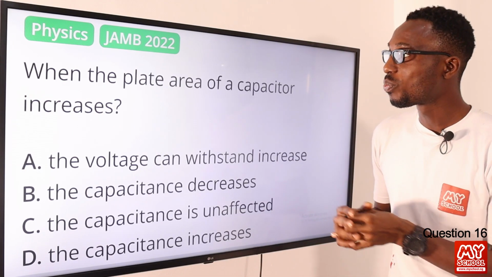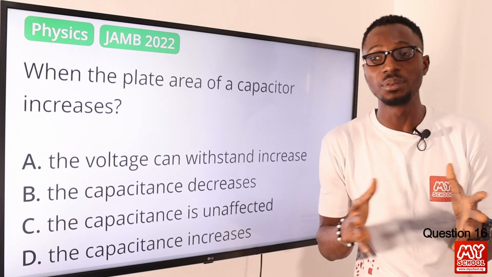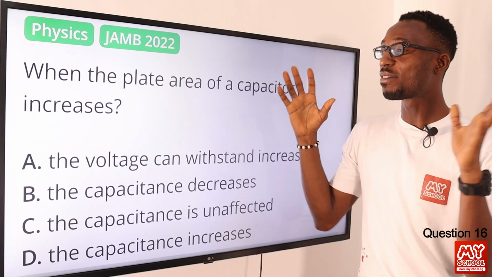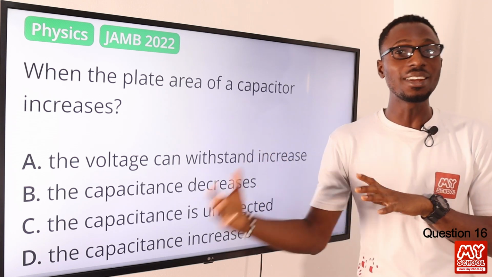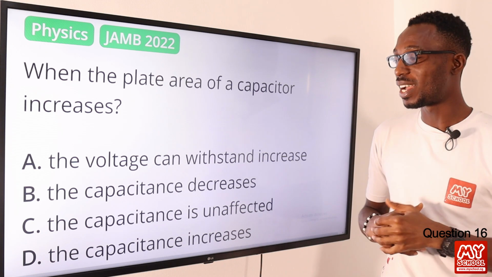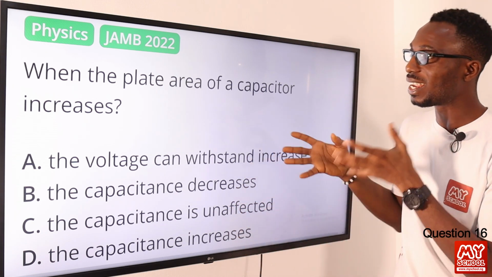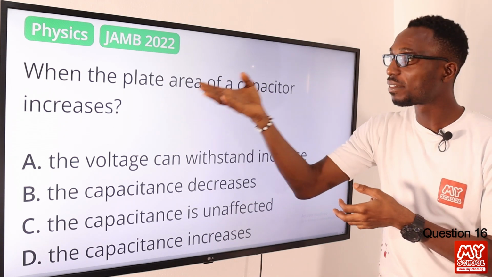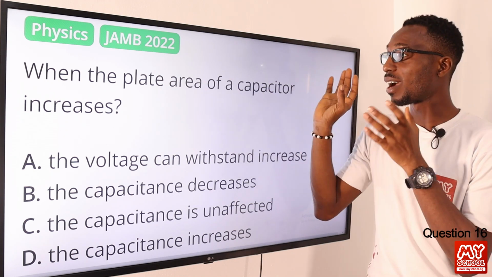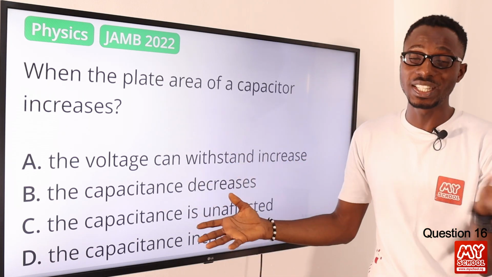16. When the plate area of a capacitor increases, what is going to happen? Of course, we are going to be looking at higher voltage and as well an increase in the capacitance. So the correct option here, without further ado, is of course option D. So the capacitance increases as we have an increase in the capacitor area, and of course we are looking at higher voltage. So option D is the correct option.